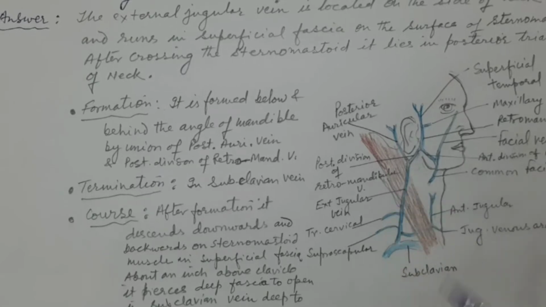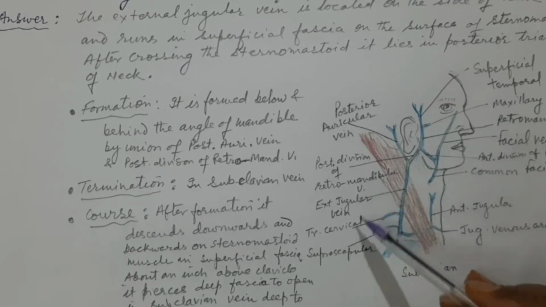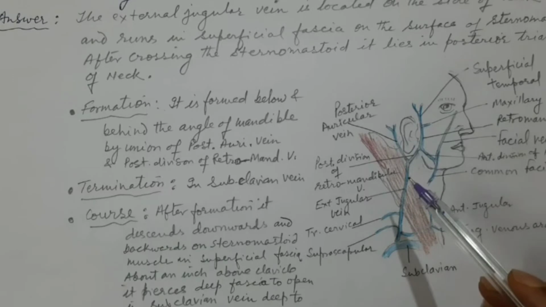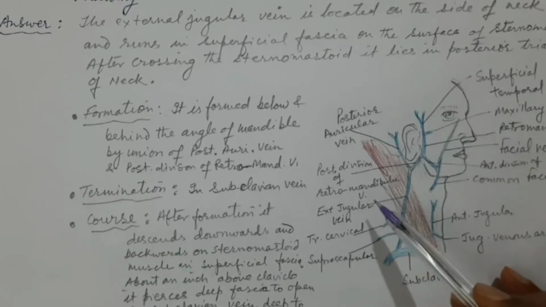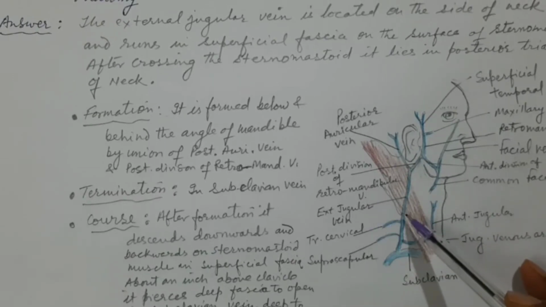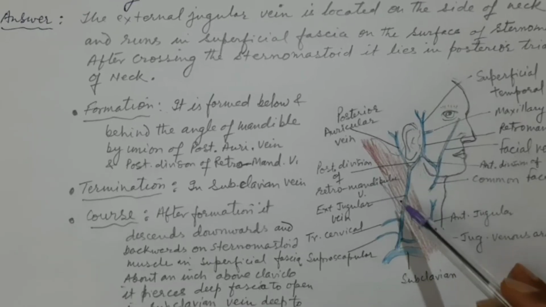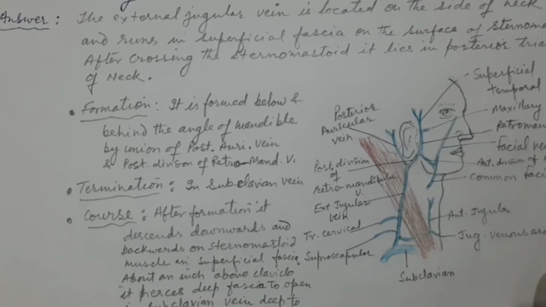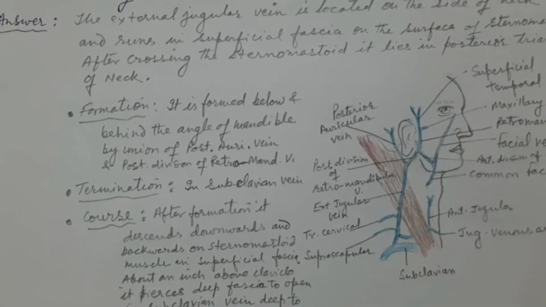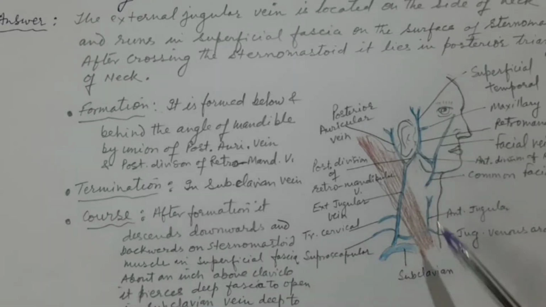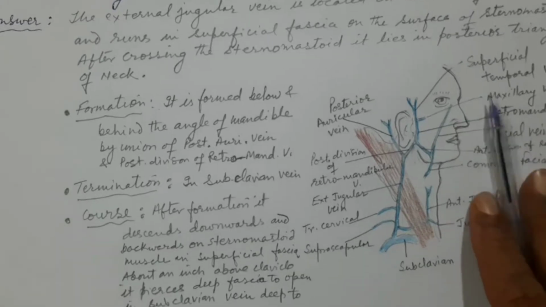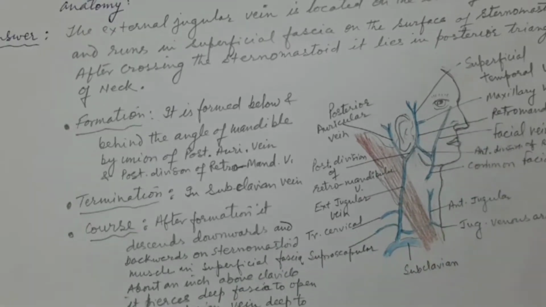Then there may be a vein lying in front of the anterior margin of the trapezius, which is a tributary of the transverse cervical, and then there may be a tributary lying posterior to the posterior margin of the sternocleidomastoid. So these are the tributaries of the external jugular vein.